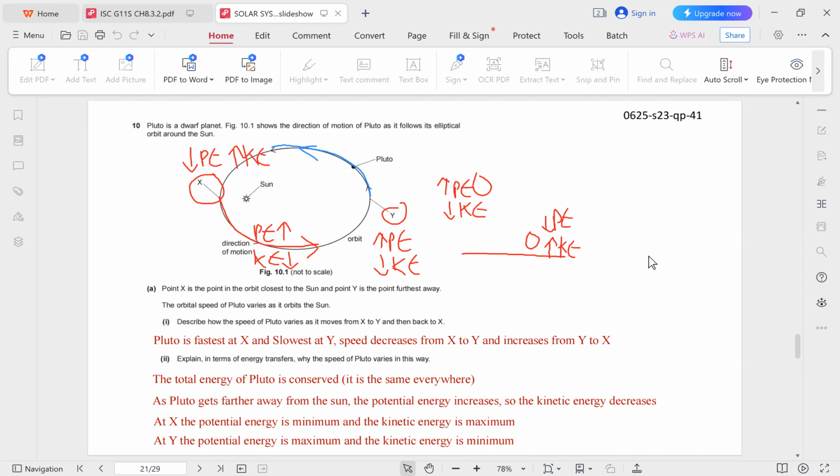So in terms of energy transfer, we discussed this before. We said that the total energy is the same everywhere. And as Pluto gets farther away, the potential energy increases and the kinetic energy decreases. So at X, the potential energy would be minimum. Like we said, at X, the potential energy is minimum and the kinetic is maximum. And at Y, the opposite occurs.